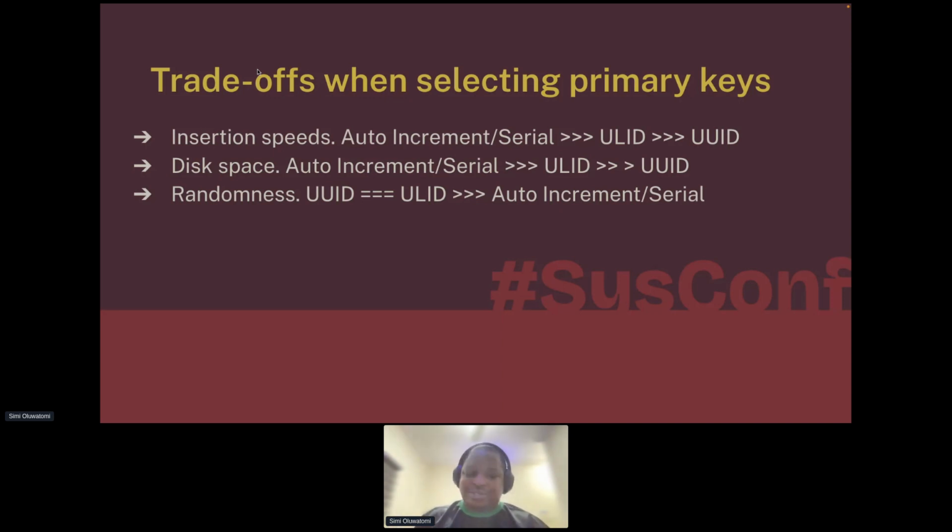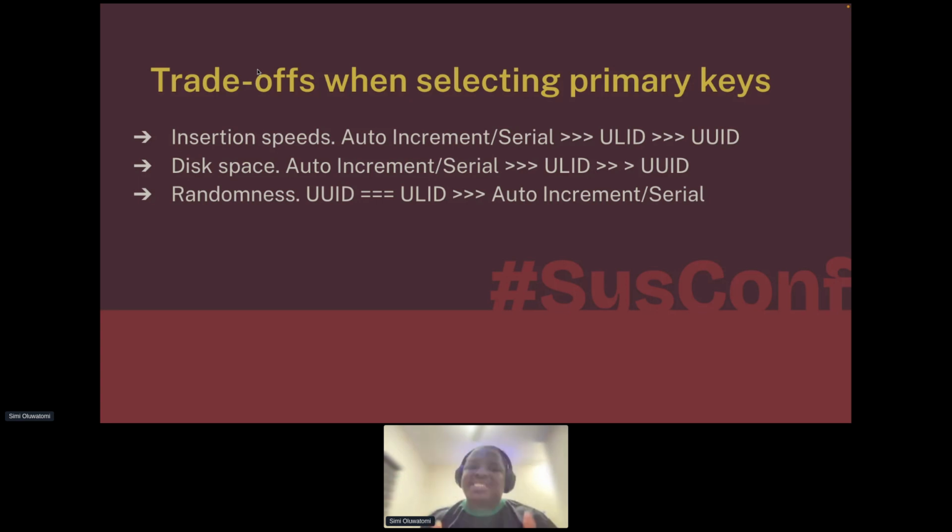Now, the third trade-off is randomness. If you're building a distributed system, you want your keys to be random. You don't want any chance of collision because your distributed systems should enforce uniqueness. So in that case, your UUID and your ULID are better than your auto increment or serial columns. That's just the truth. Because your auto increment or serial columns in a distributed system would also be replicated in another database, in another server, in another region.